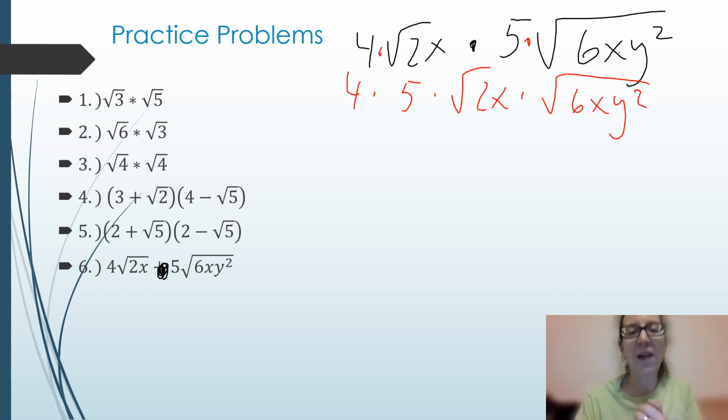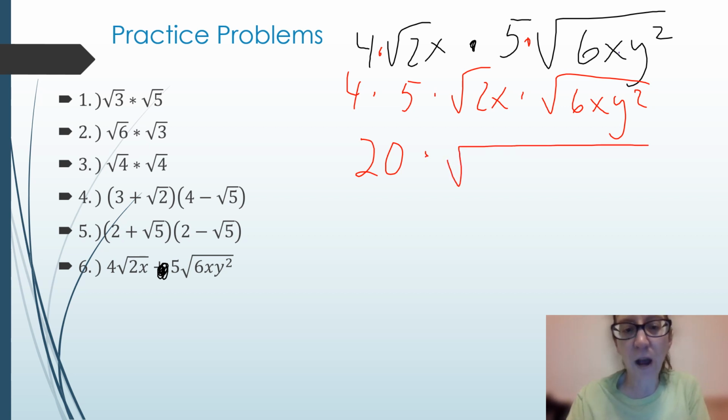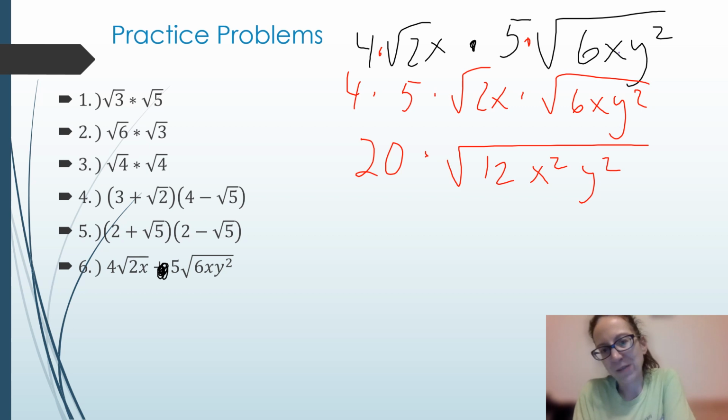So 4 times 5 is 20. And now that you have the 2 square roots next to each other, I should be able to just multiply the radicands. So that would give me the square root of, and we're just going to multiply this together. So 2 times 6 is 12. X times x is x squared, and then we have the y squared. And that looks just like a problem from the previous lesson.